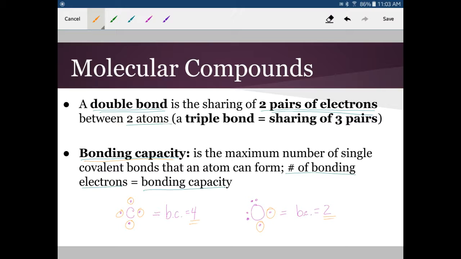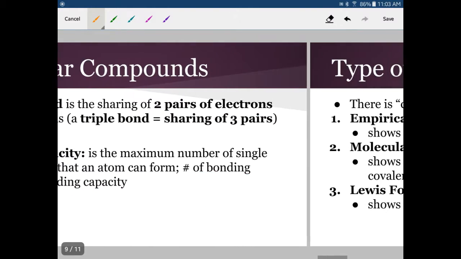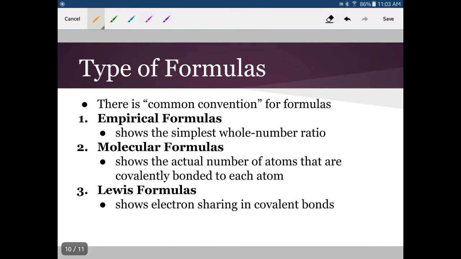So that is an important thing to note when we are going through our molecular compounds and getting an understanding of these molecular compounds. One more thing to take note of is that there's a common way to notate molecular formulas, empirical formulas, and we can look at molecular and empirical formulas as well as Lewis formulas and a few others for every single compound or element that we look at.